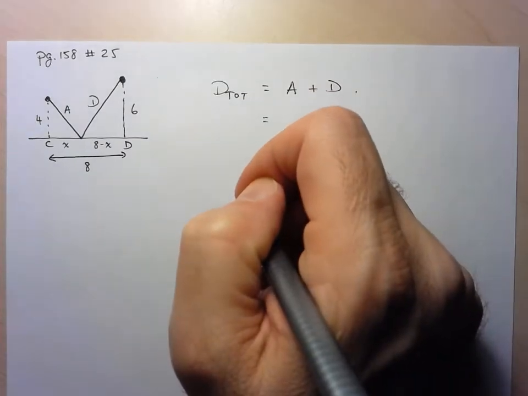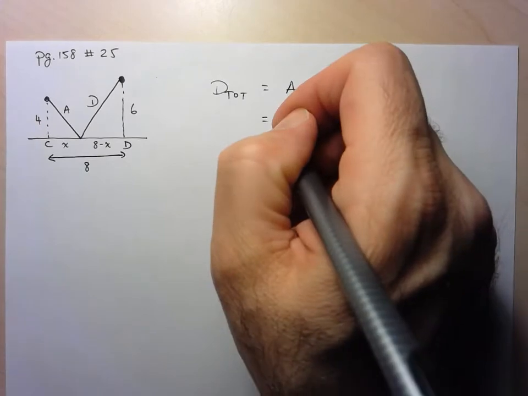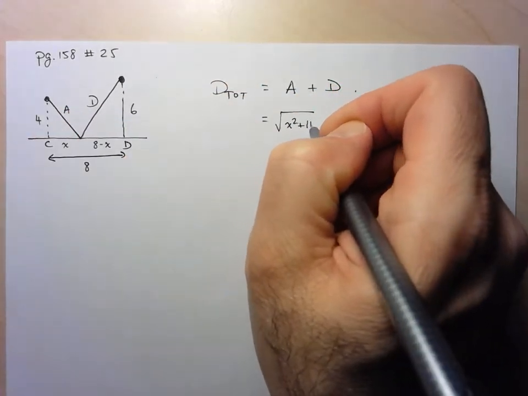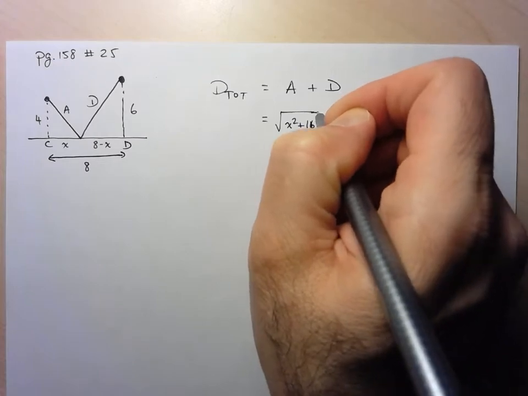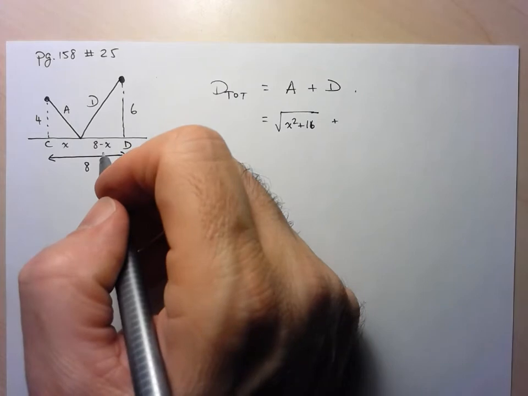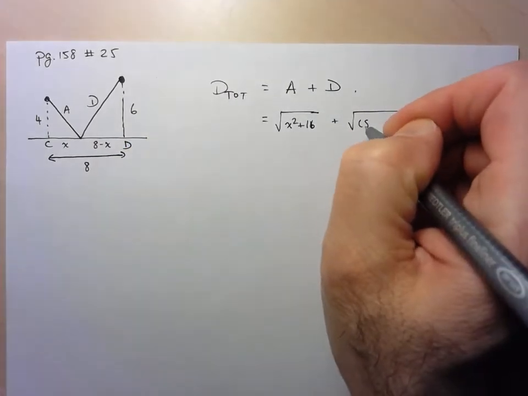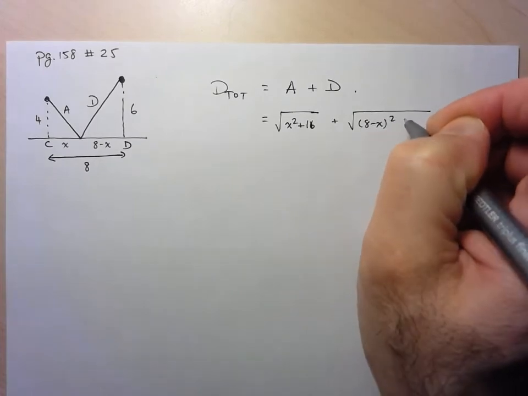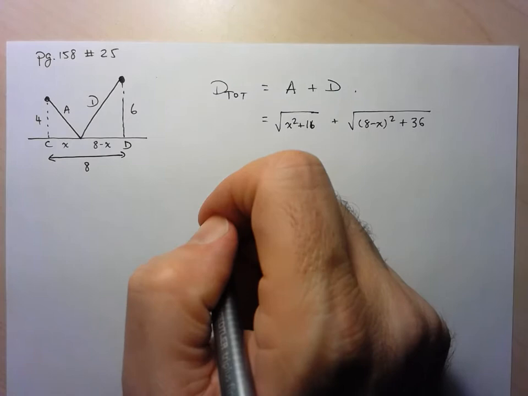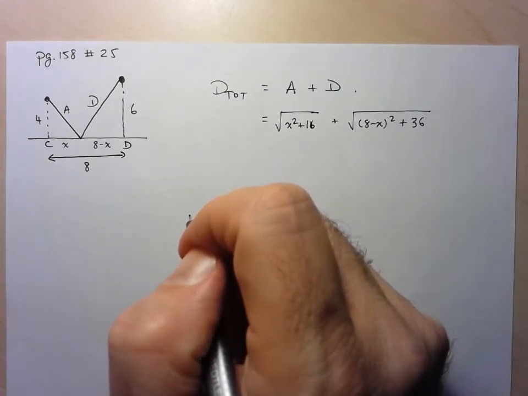Okay, so looks like we can use Pythagoras for each. So a is going to be given by the square root of x squared plus 4 squared, so x squared plus 16. Okay, and d, it'll be a little more complicated, but I don't think we have much of a choice, is going to be the square root of (8 minus x) squared plus 6 squared, which is 36. Okay, so here's our model, and now let's find the constraints on the variable.